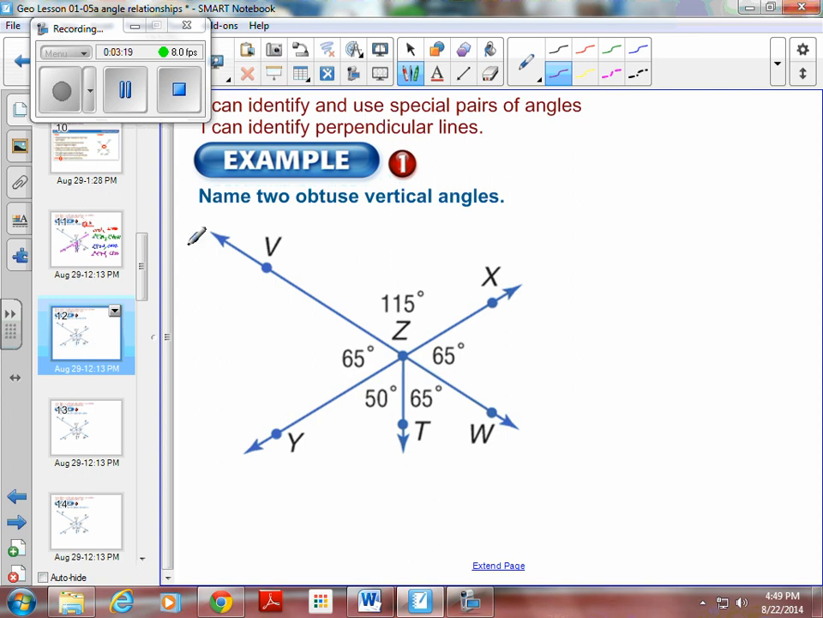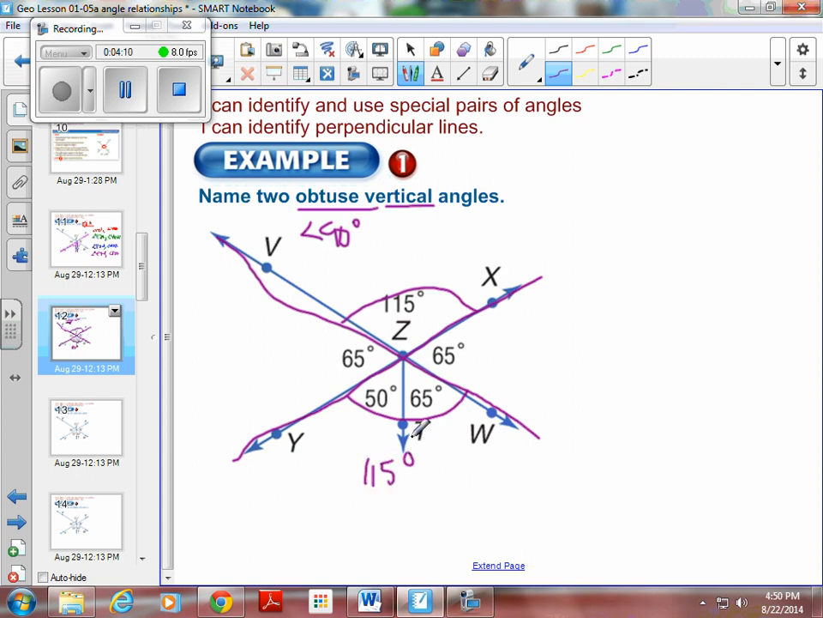How about naming two obtuse vertical angles? Here are our keywords, obtuse and vertical. Obtuse means greater than 90 degrees, and vertical means two lines that intersect, and we want the angles that are opposite each other. Now here's a line that intersects with this line. Is 65 and 65, those are vertical angles, but are those obtuse? No. How about this angle up here, VZX, which is 115? 115 is obtuse. It should go with the angle down here, the 50 and the 65, and 50 and 65 added together is in fact 115 degrees. So our answer is VZX, and it would be vertical with YZW.